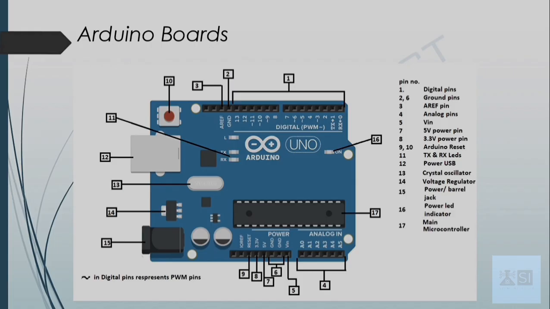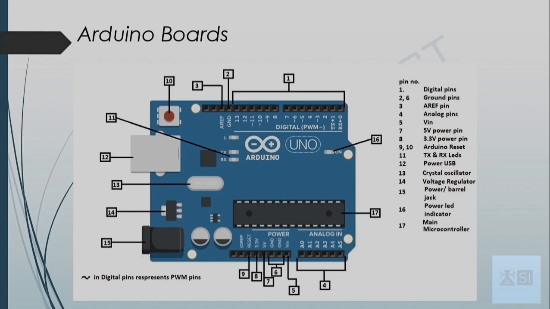The pins marked as 4 are analog pins, and there are 6 of them. These pins are used as analog input within the range of 0 to 5 volts. The pin marked as 5 is input voltage. It is written as VIN. This pin is used to give input power to the Arduino board from an external power source.